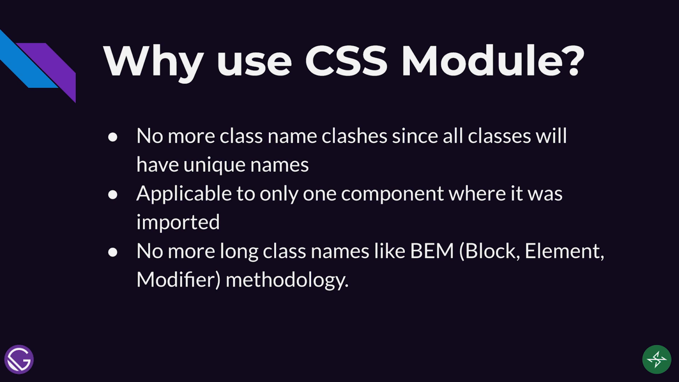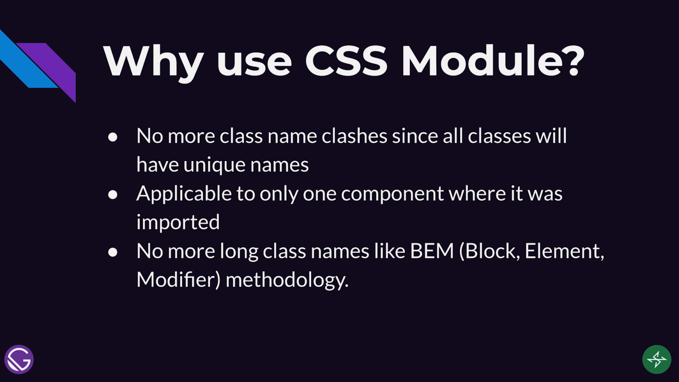Next, it is applicable to only one component where it was imported. This is good since Gatsby is a React-based framework. We can take advantage of its modularity. One good example, if you have different components like button, checkbox, etc., you can add your own styles without worrying about selector names. You can use the same class name in every component. Lastly, no more long class names like BEM methodology. A simple class name will work.